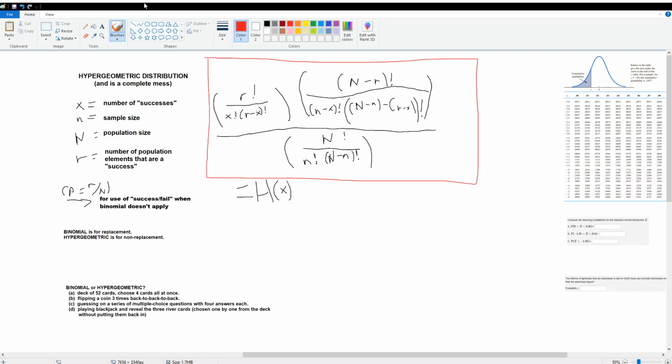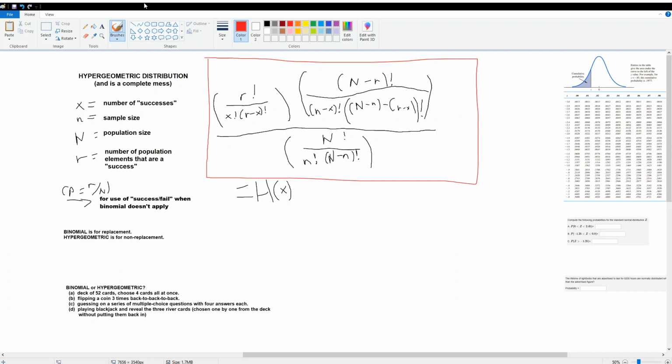Here's the good news. Most of the time, when we're dealing with non-replacement, we care if it always succeeds or always fails. So the good news is that when it comes to hypergeometric, you usually get to use the shortcuts. That's not the case with binomial. Then again, with binomial, it's not quite as ugly.